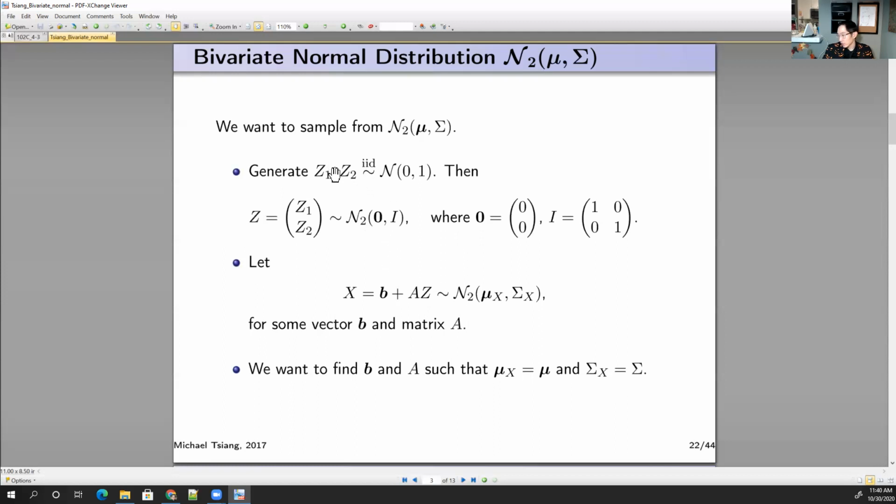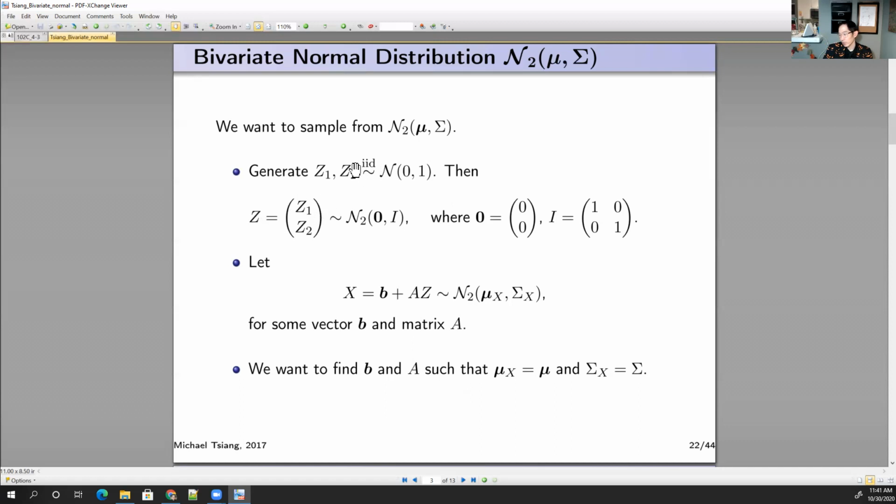We want to start off with two standard normal variables. We want to multiply this pair of z values from the standard normal by a matrix A, and then add on a vector B. The result x is going to be another coordinate x1, x2, and we want that x1, x2 to have the distribution we want, where the mean is mu x and the covariance is sigma x.